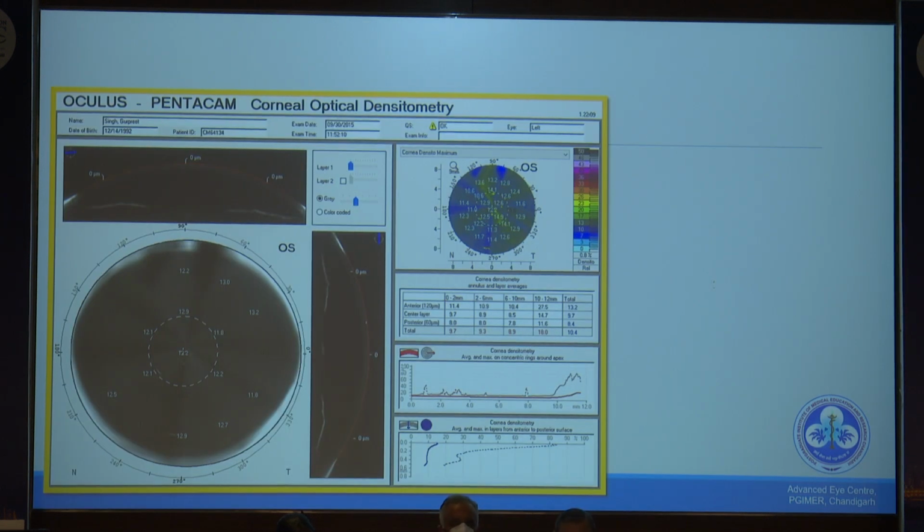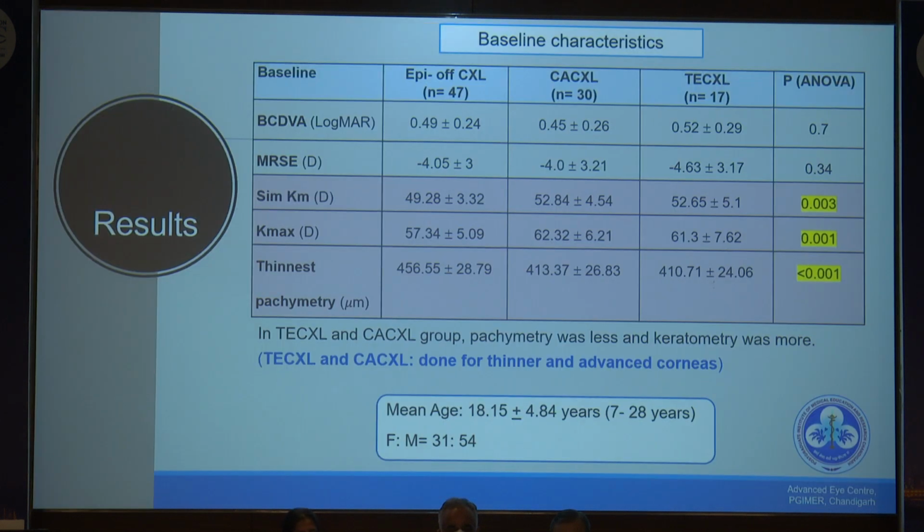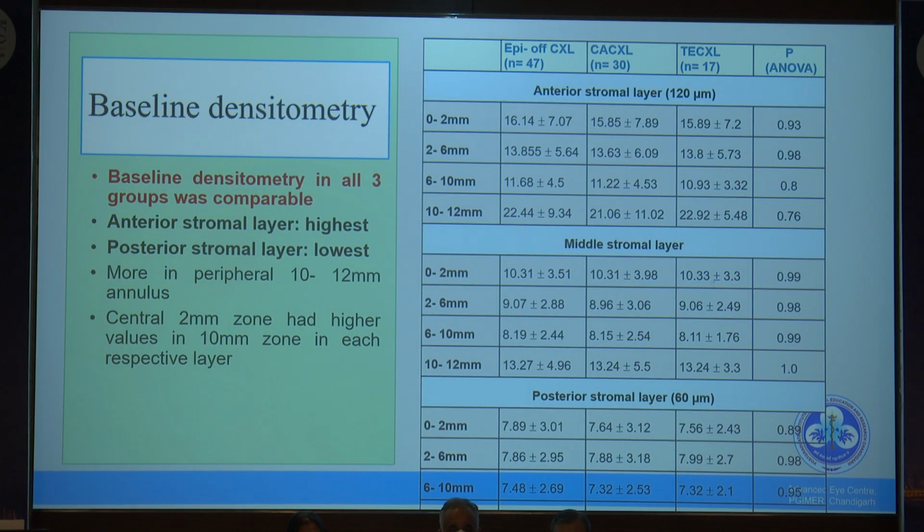Corneal densitometry was done using the inbuilt software available on the Pentacam, where it measures the corneal densitometry values in grayscale units in the anterior, central and the posterior layer in different annuli around the apex. So in our study, the baseline visual acuity and the MRSE were comparable, whereas in the transepithelial and contact lens assisted groups, pachymetry was thinner and disease was more advanced. Baseline densitometry in all three groups was comparable in all the layers.